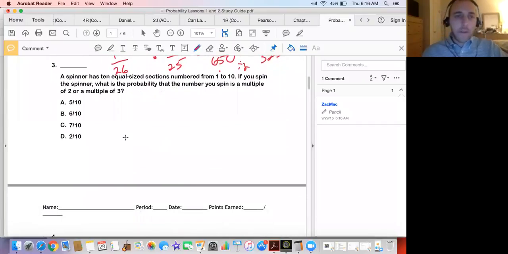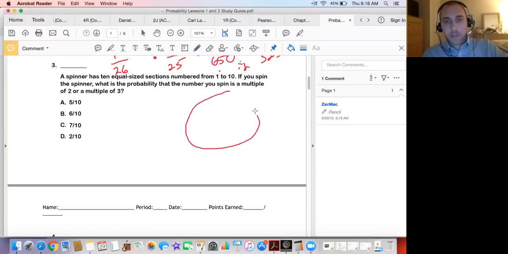Here, number 3: a spinner has 10 equal size sections numbered from 1 to 10. If you spin the spinner, what is the probability that the number you spin is a multiple of 2 or a multiple of 3? So let's make a Venn diagram here. You can see we're probably going to need one. Like that. And we'll have a multiple of 2, multiple of 3. Just like that.